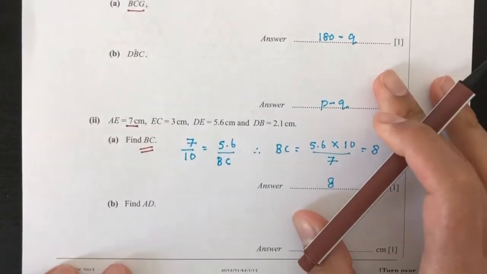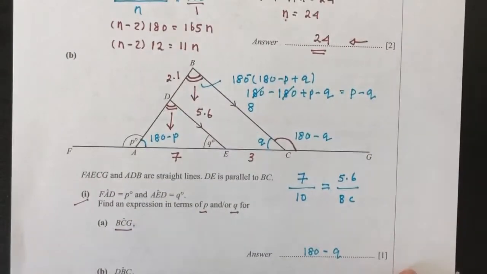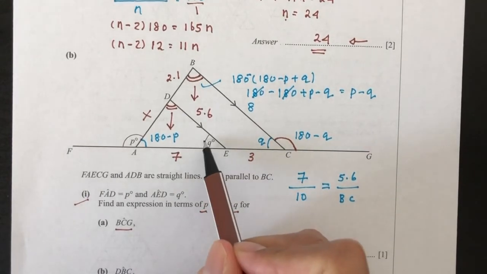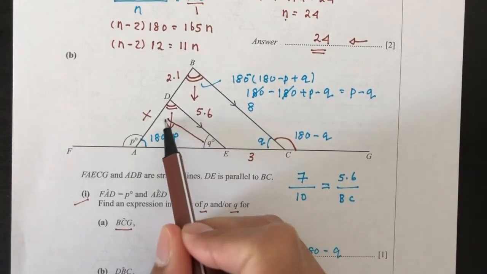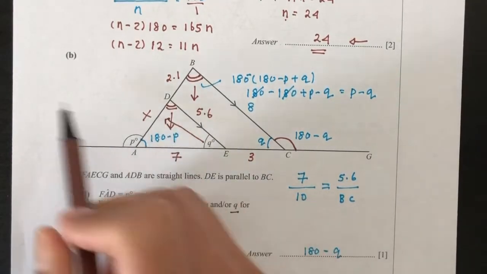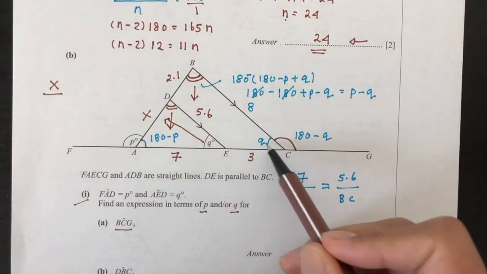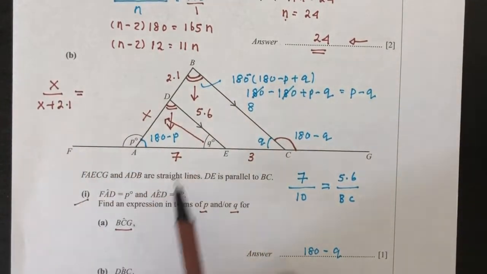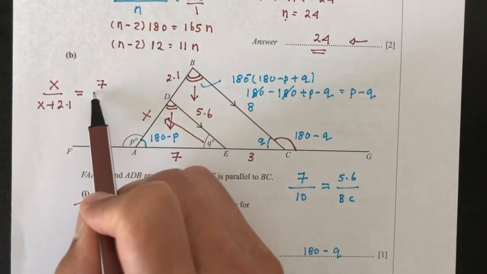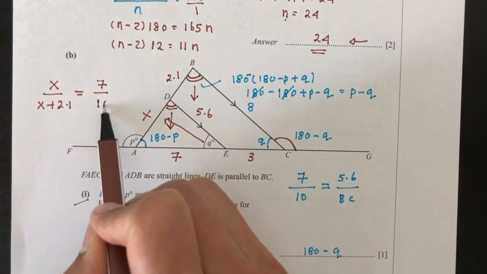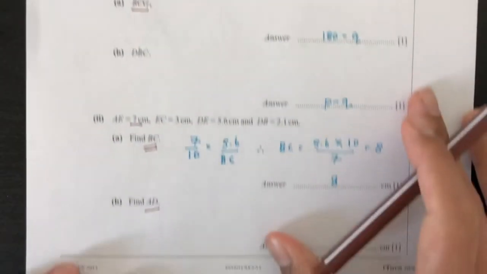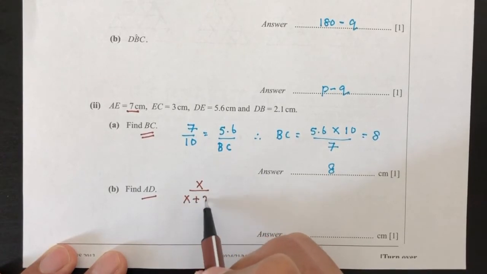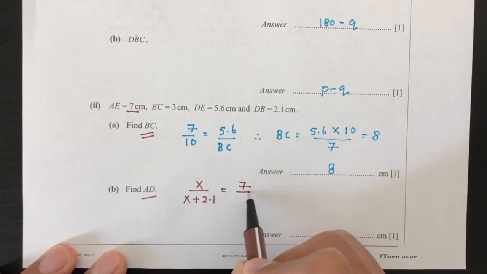Now for the next one, we have to find AD. AD will be this side. Let's call this one X. As you observe, AD will be opposite this angle, right? So let's form an equation. For this side X over this angle, that will be X plus 2.1, is equal to, let's use the same ratio, 7 over 10. Let's find the value of X. So here you have this equation: X over X plus 2.1 equal to 7 over 10.